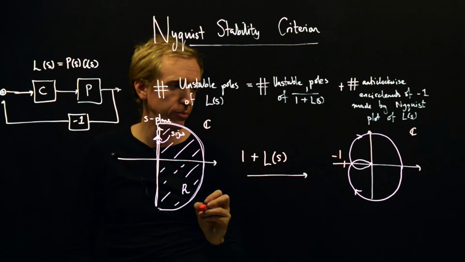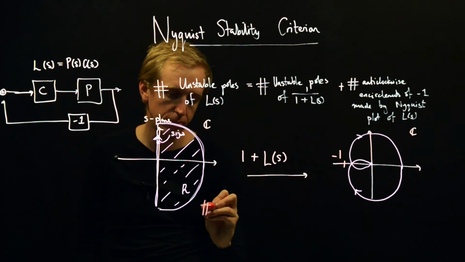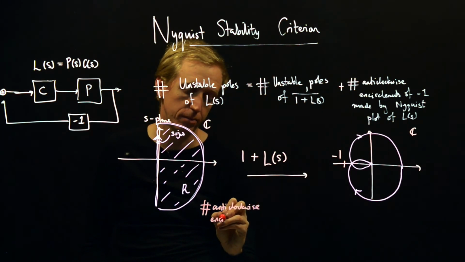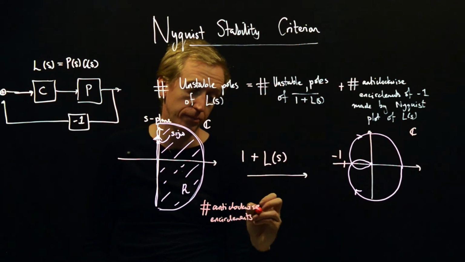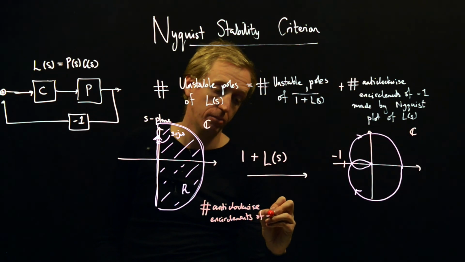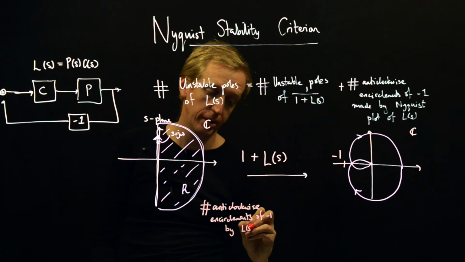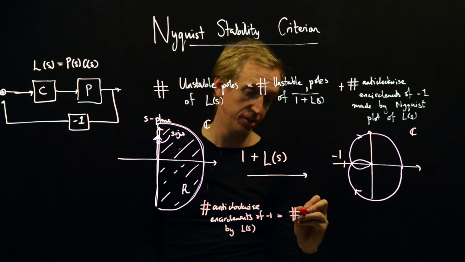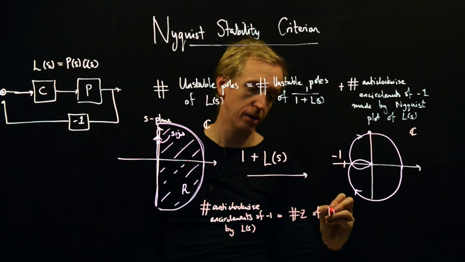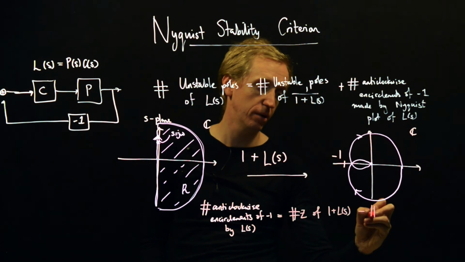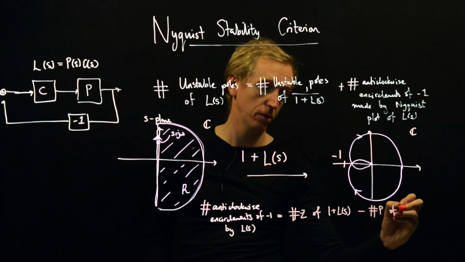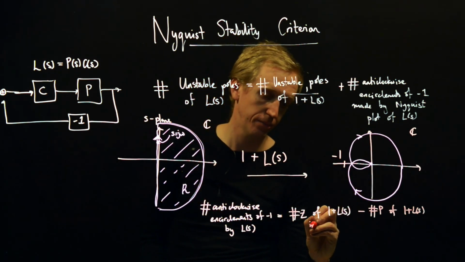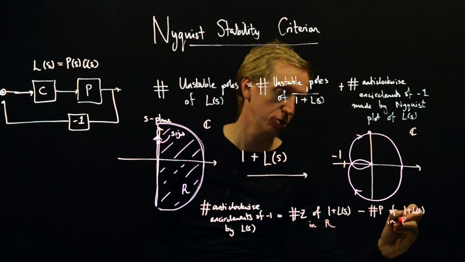And so what does the argument principle say? It says that the number of anti-clockwise encirclements, in this case of minus 1 by L of S, is equal to the number of zeros of 1 plus L of S minus the number of poles of 1 plus L of S. And here is the number of zeros and poles in this region R. So number of zeros of 1 plus L of S in the region R, and similarly the poles in the region R.